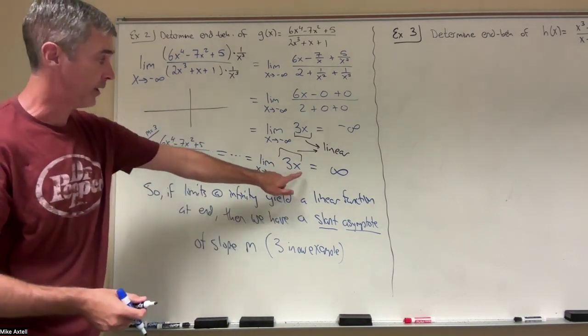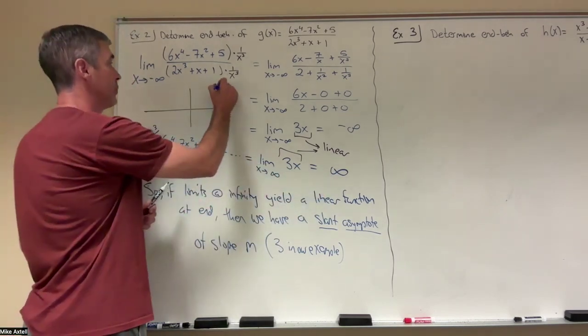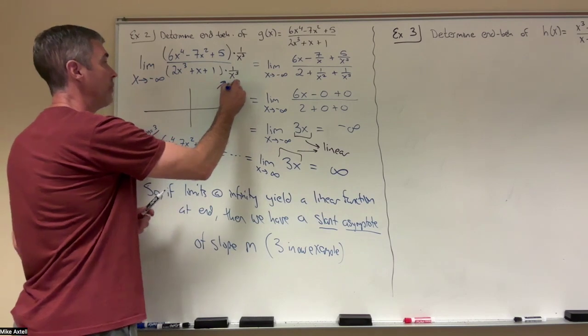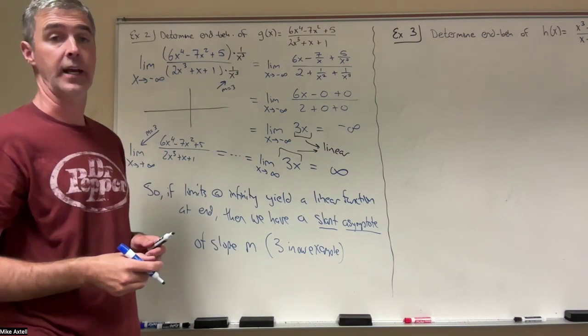And off to positive infinity, my y values are going to veer up, but they're going to veer up with a slope of 3 as well. So my end behavior is going to look linear, okay? Which is kind of cool.